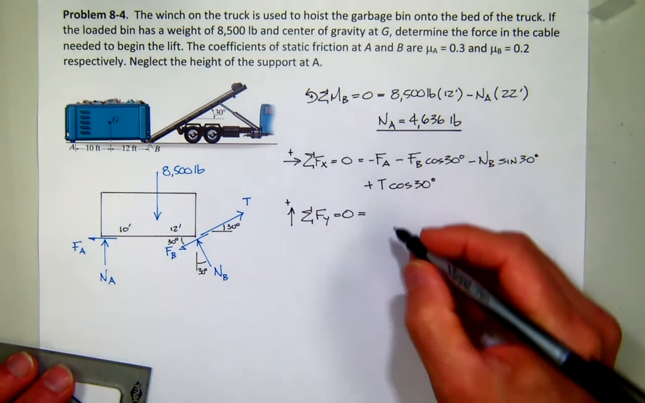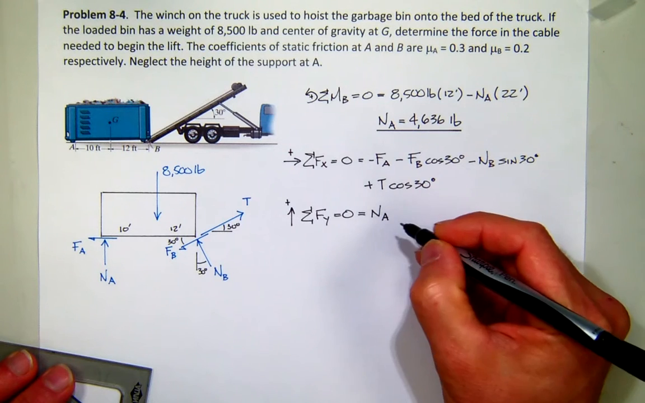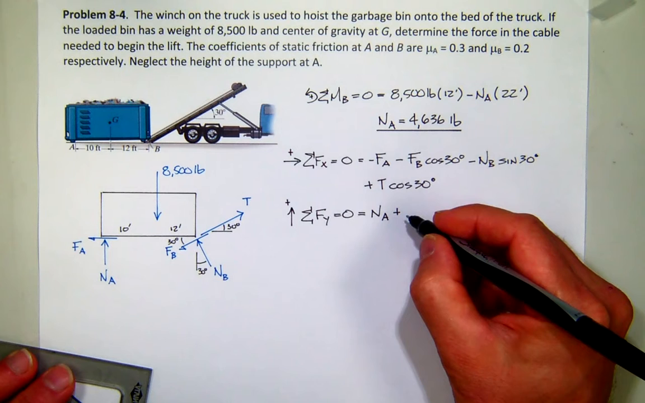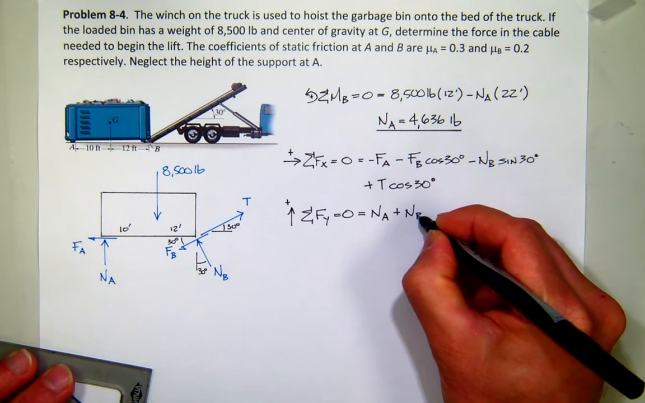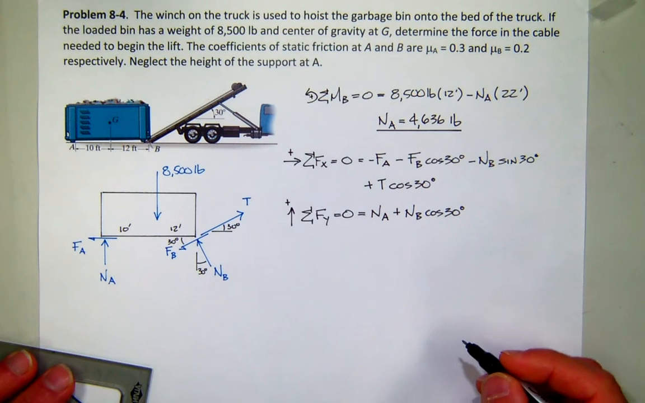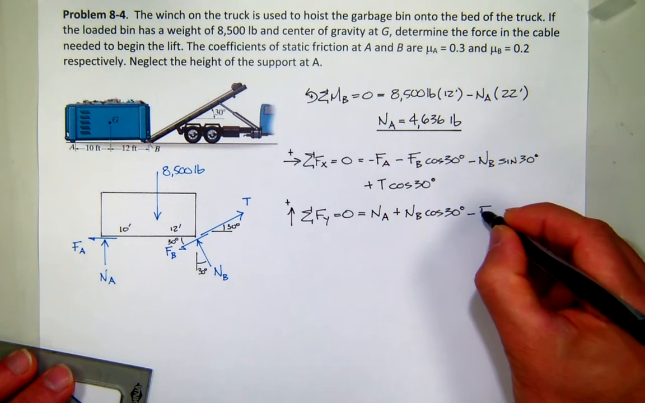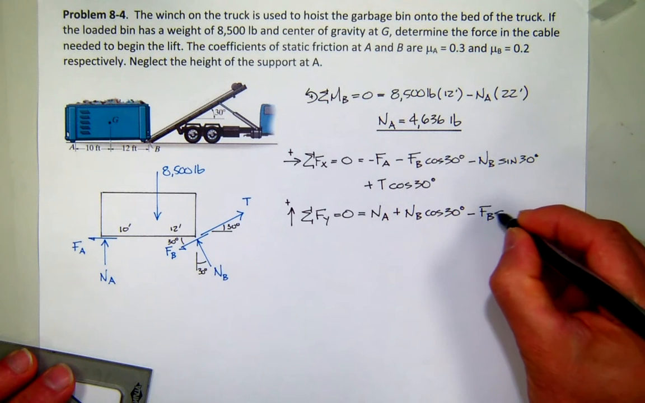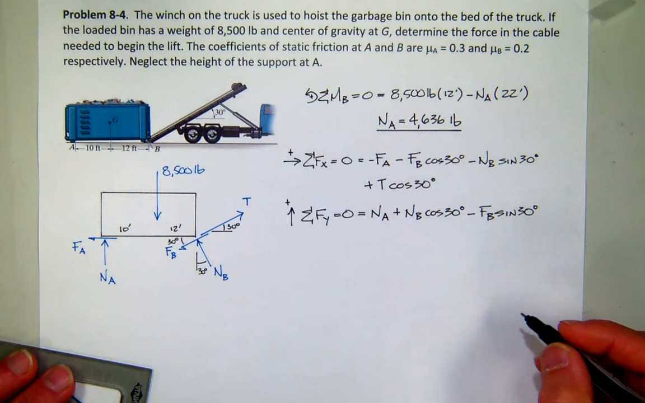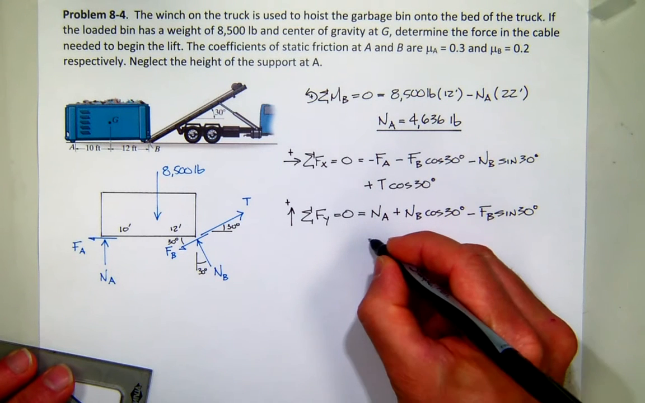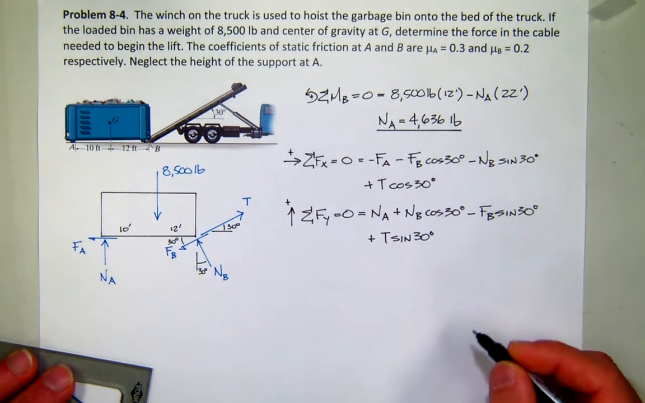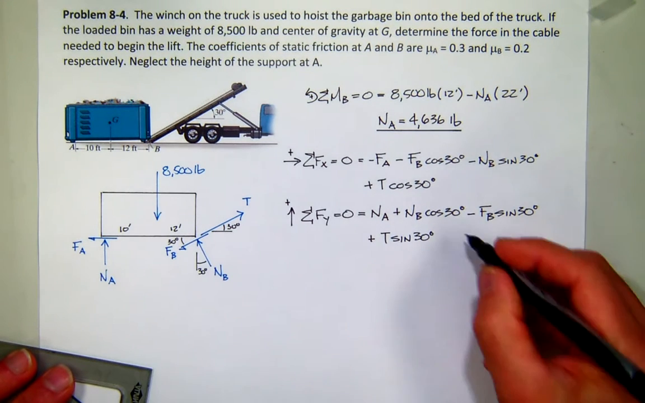Let's see what we get. We got the normal force acting up. We have the x component of the normal force over here. That would be normal at B cosine 30. Then the friction force at B times the sine of 30. And then plus the vertical component of the tension force. And finally a number.